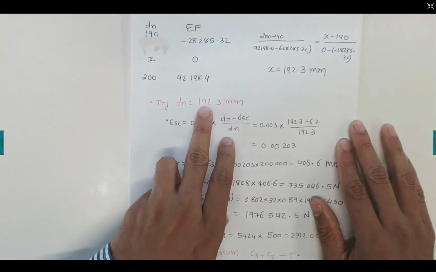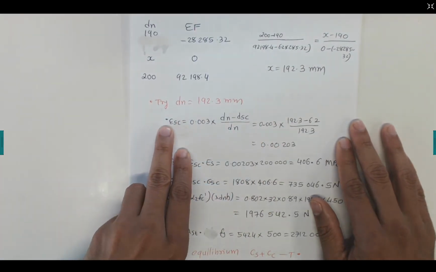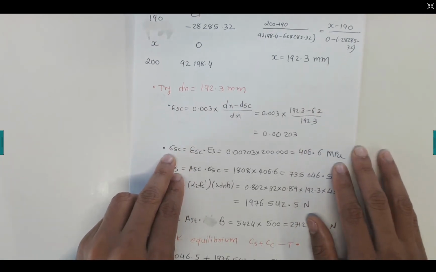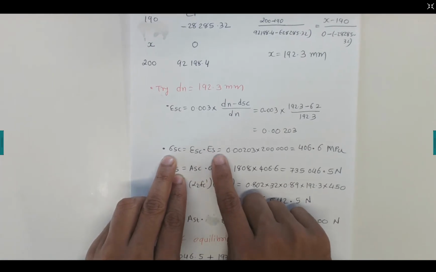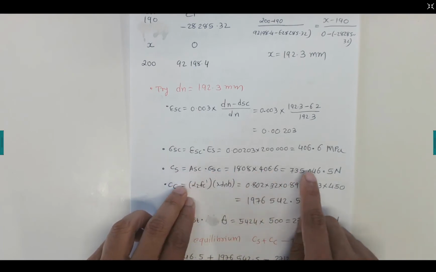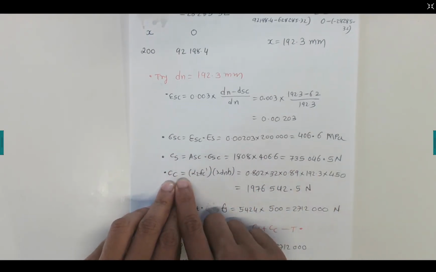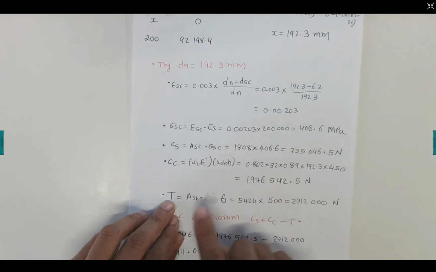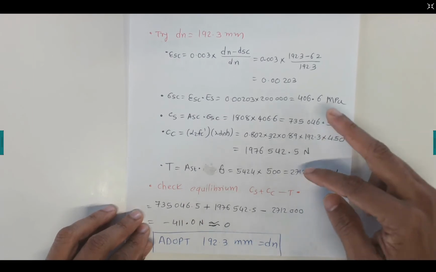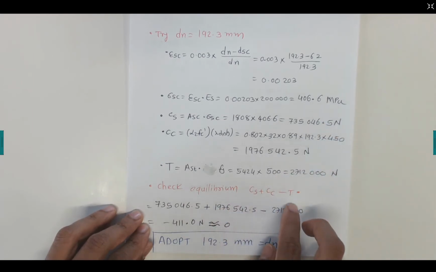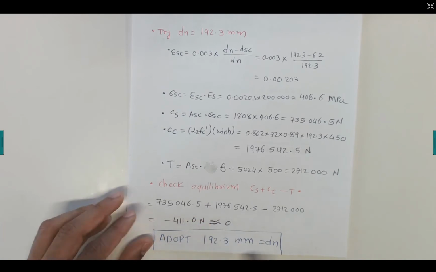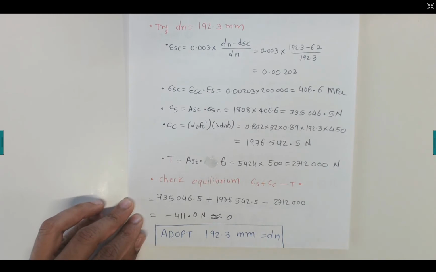Now we are going to try this DN value. First we calculate the strain, same as previous, but with a different DN value here. Then we calculate the stress. Stress is equal to strain times Young modulus. We calculate the force, area times stress. Concrete force in compression gives us this value. Tension force in the bottom reinforcement gives us this value, and we check the equilibrium. Again 3 forces, 2 forces are positive and 1 force is negative. It gives us almost 0.4 kilonewton, which is almost 0. So we can take this DN value of 192.3.